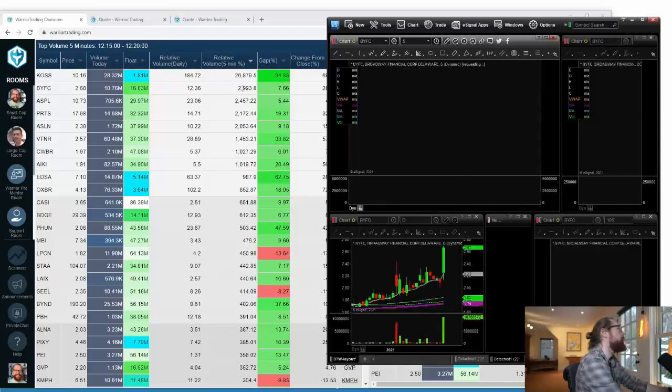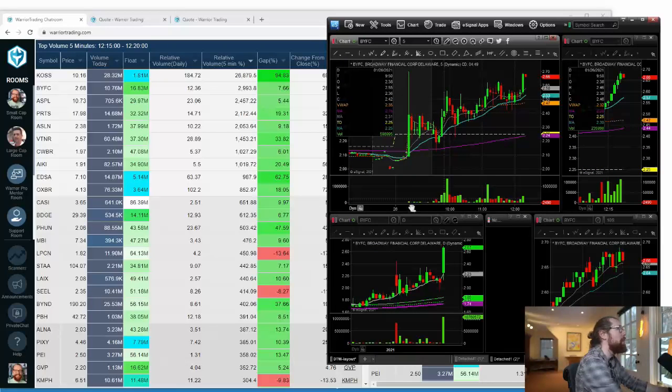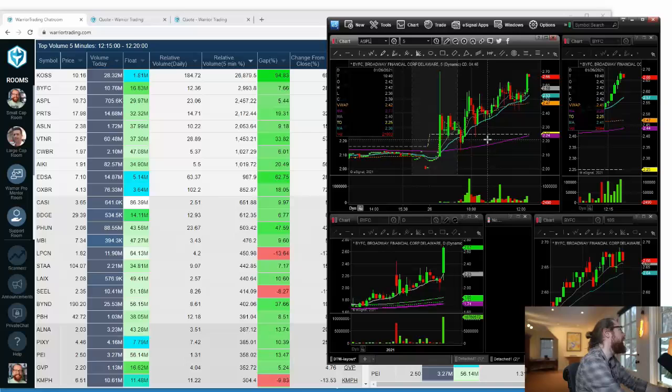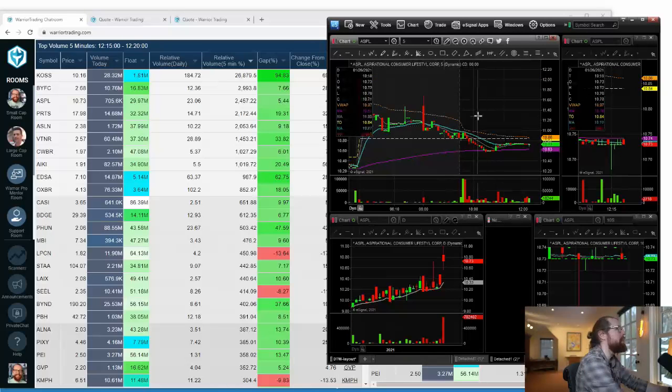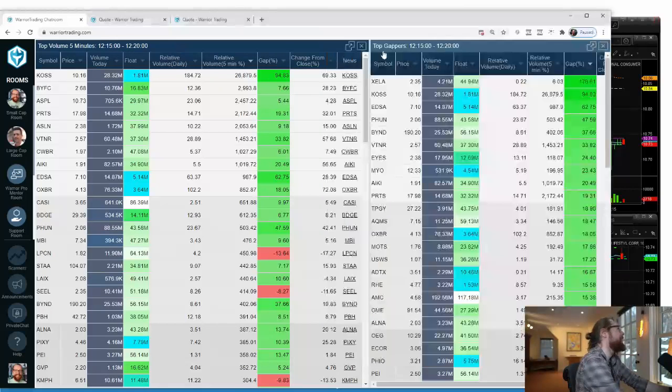BYFC, that's one that we weren't looking at anywhere else, but it looks like it is grinding higher today. ASPL, it's a 29 million share float, doesn't look that interesting. VTNR, we already looked at that. So this isn't really showing me anything particularly interesting right now.